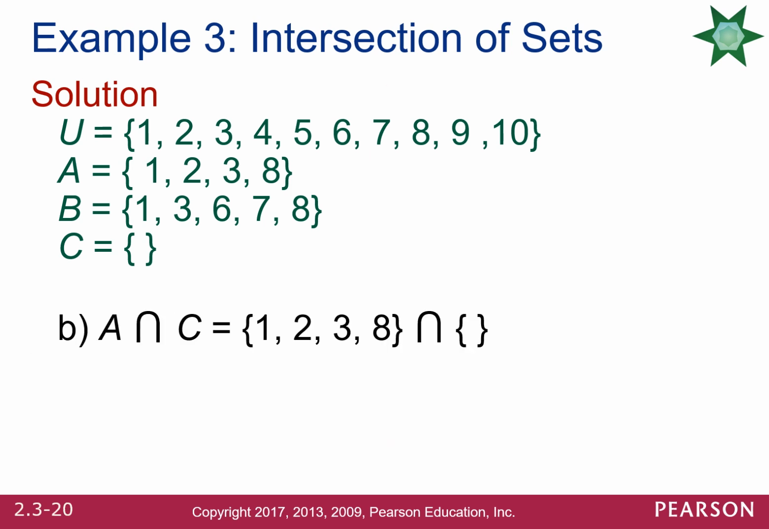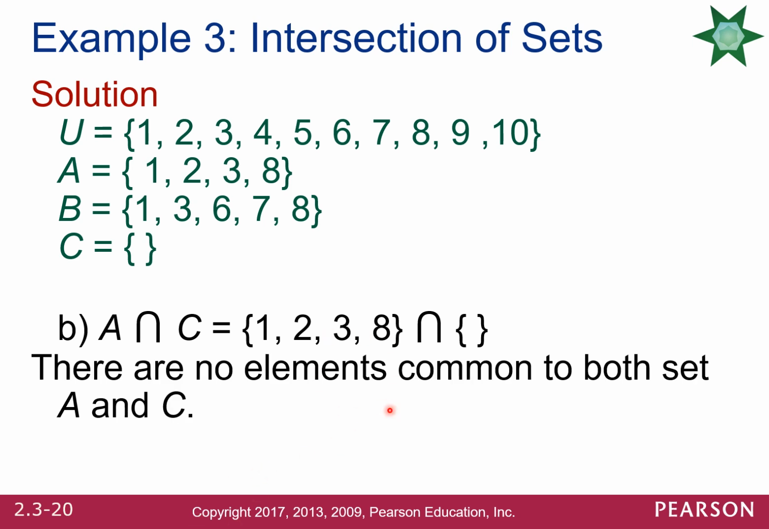Now part B was to find the intersection between set A and set C. Set C was a null set, empty set. So they've listed the elements in set A, 1, 2, 3, 8, and then the intersection symbol followed by set C, which is an empty set. So there's nothing common here, right? There are no elements that are common, and that's what we should be writing for our solution, that there are no elements common to both sets A and C.